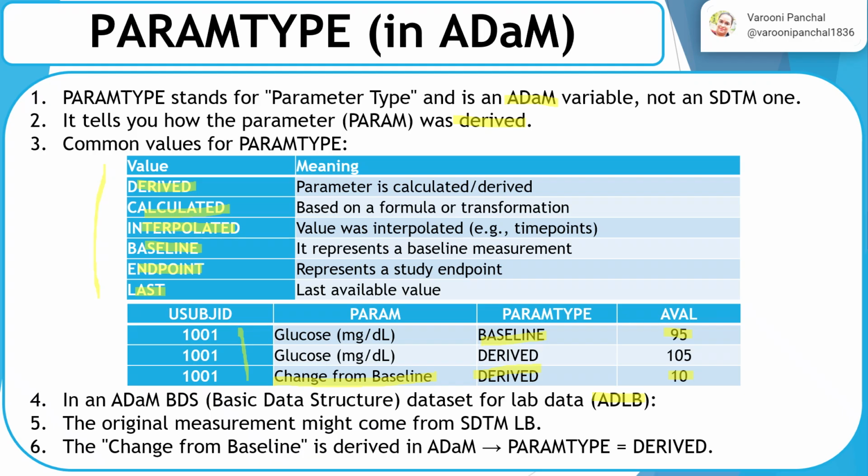The original measurement might come from SDTM LB, and in ADaM we usually derive change from baseline, or for example percentage change from baseline. Since the change from baseline is derived in ADaM, the param type is equal to derived. So this is what I explained.